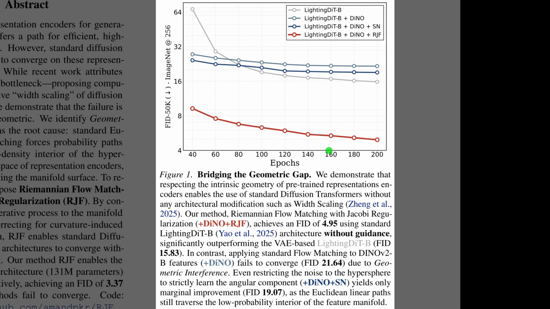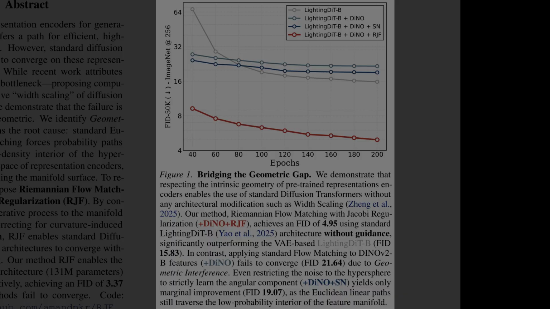To visualize that performance gap, Figure 1 plots the FID scores on ImageNet, where lower values indicate better image quality, over 200 training epochs. Notice the blue lines at the top, representing standard flow matching with Dyno v2 features. They effectively flatline around 20, failing to converge because the model fights against the geometric mismatch. However, the red line at the bottom highlights the proposed method, RJF. By respecting the manifold geometry, it quickly descends to an FID of roughly 5, significantly outperforming even the standard AE-based baseline shown in gray.